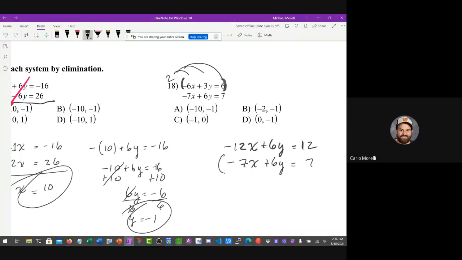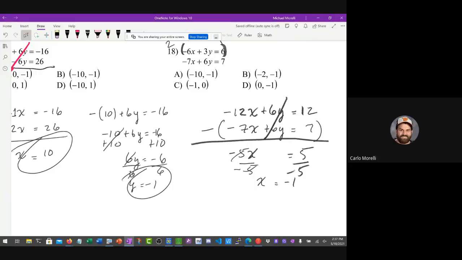Put the bottom equation in parentheses and subtract. Okay, so now we're doing elimination by subtraction. Negative 12x minus negative 7x is like negative 12 plus 7. So that's basically like negative 5x. These cancel, and you're left with 12 minus 7, which is 5. Divide both sides by negative 5, and x equals negative 1. So you know x is negative 1.